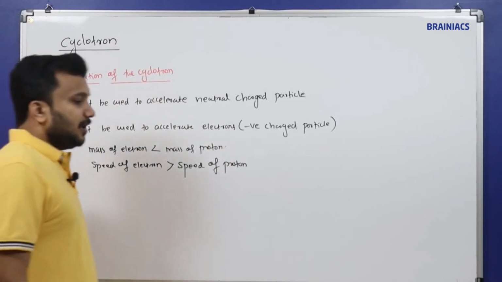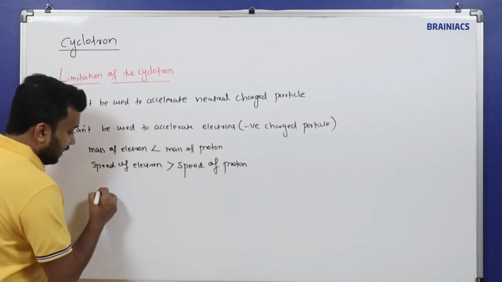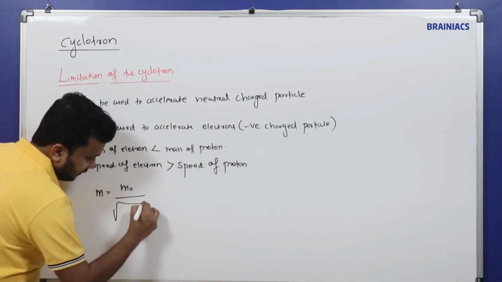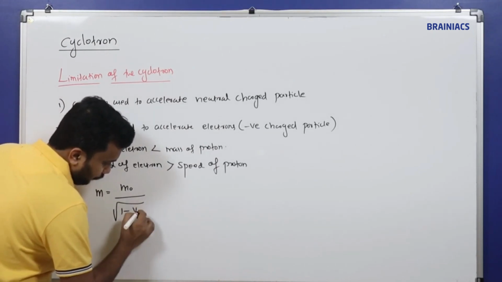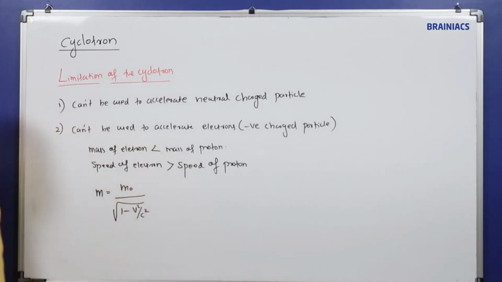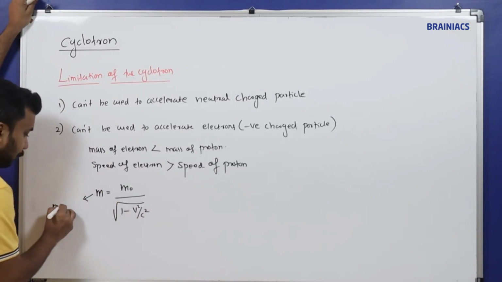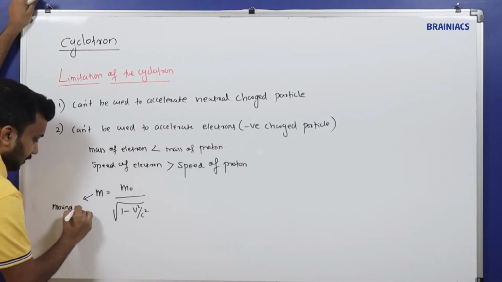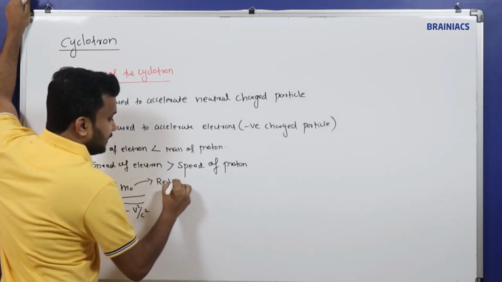We have Einstein's mass-energy relationship, E equal to mc square. There is also a relation connecting m equal to m0 divided by root of 1 minus v square by c square. I don't know whether you have heard these equations or not, else you hear them now. M is called the moving mass, and m0 is called the rest mass.